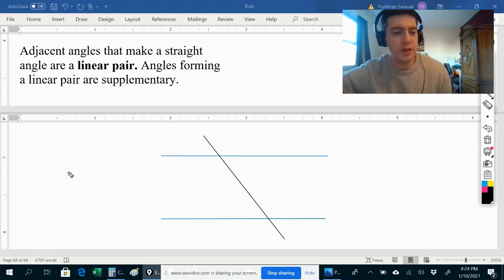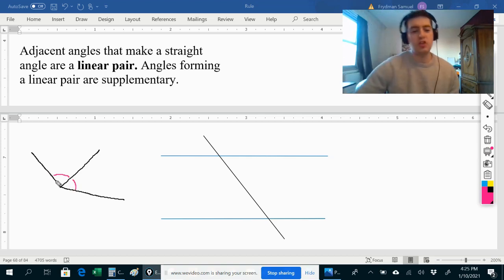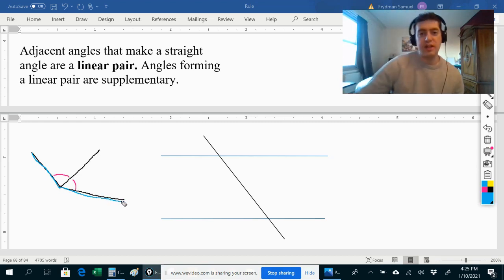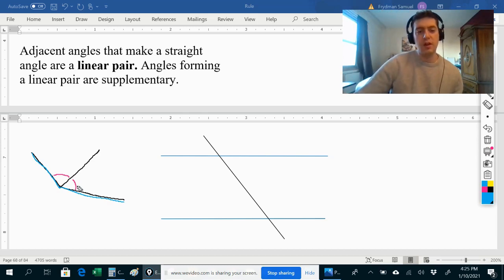But if I were to just draw another diagram, for example, a diagram that looks like this, then this angle and this angle are adjacent angles, but they don't form a straight angle. A straight angle meaning if I look at this side of this angle and I look at this side of this angle, this is not a straight line, and therefore these two angles together do not make a straight angle.